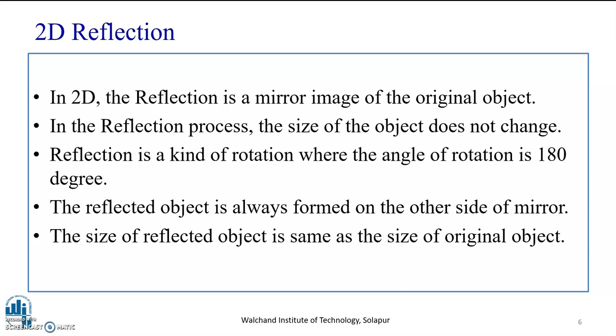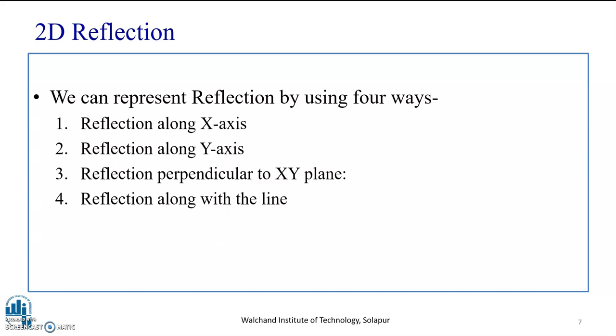So, what is reflection? That is, what is a two-dimensional reflection? The two-dimensional reflection is a mirror image of the original object. In the reflection process, the size of the object does not change. Reflection is a kind of rotation where the angle of rotation is 180 degrees. The reflected object is always formed on the other side of the mirror. The size of the reflected object is the same as the size of the original object.